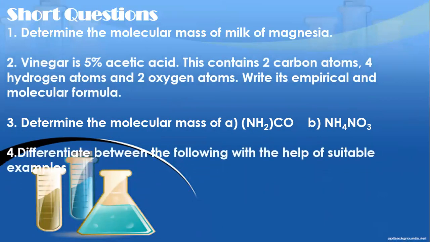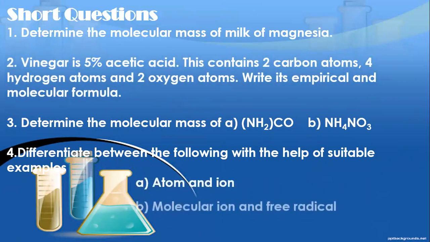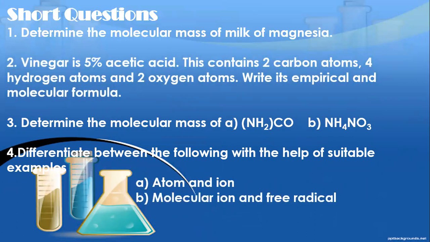The next question is differentiate between the following with the help of suitable examples: atom and ion, molecular ion and free radical. Now listen, you have to differentiate between these two along with the examples, like the examples, any minimum 2 examples of atom, minimum 2 examples of ion, minimum 2 examples of molecular ion, and same for free radical.